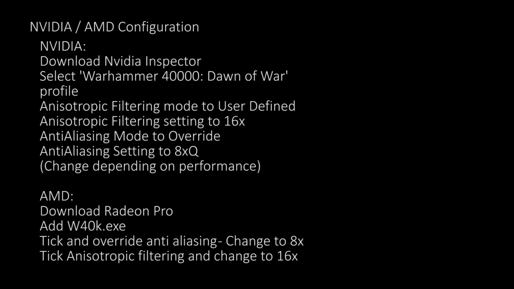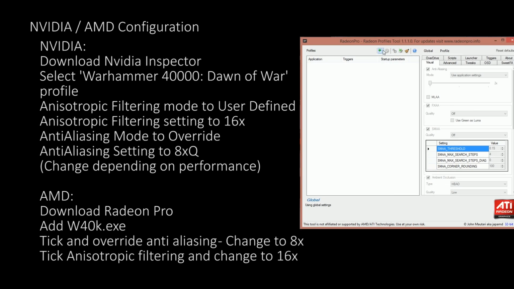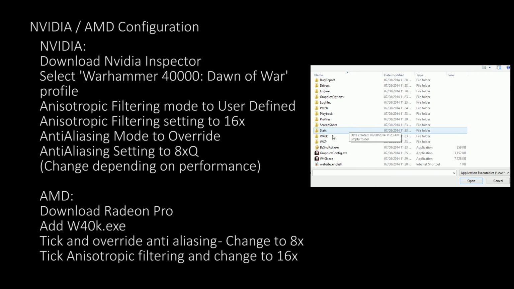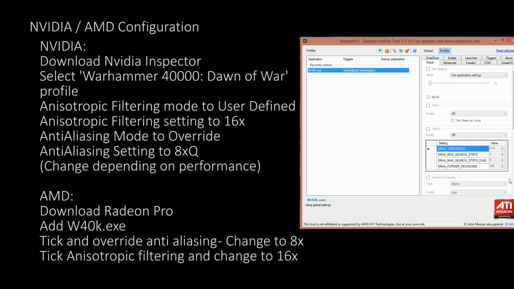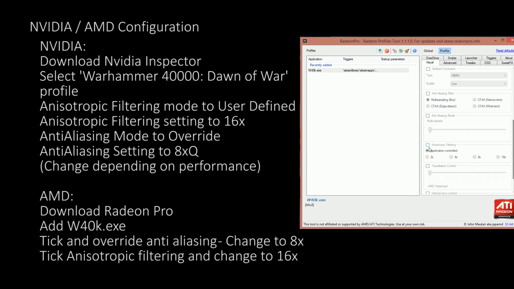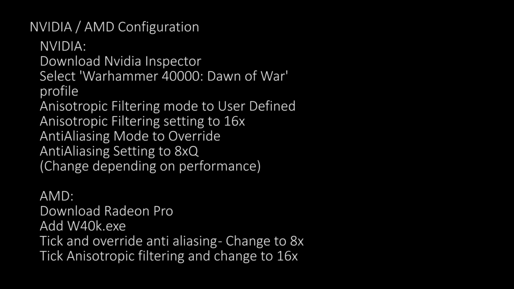For AMD users, you can use the Radeon Pro tool. Download and install Radeon Pro. Then add the 40k.exe from your Dawn of War directory to the profiles. Go to the Visual tab and tick the anti-aliasing box, followed by Override Application Settings. Then choose 8 times. Go down to anisotropic filtering, followed by ticking the box and selecting 16 times.